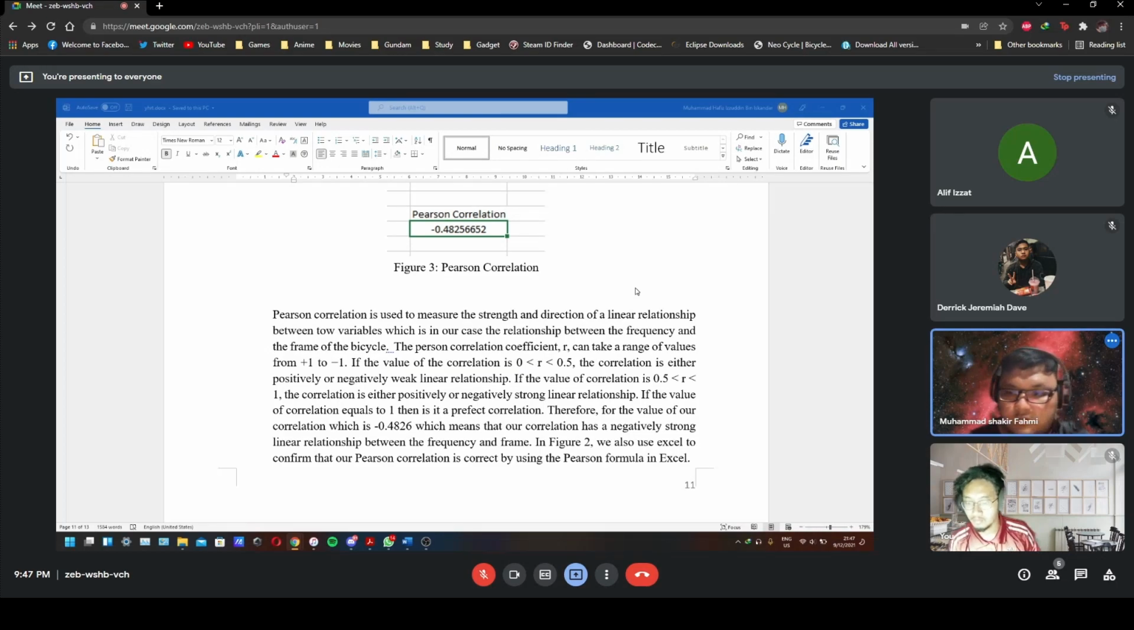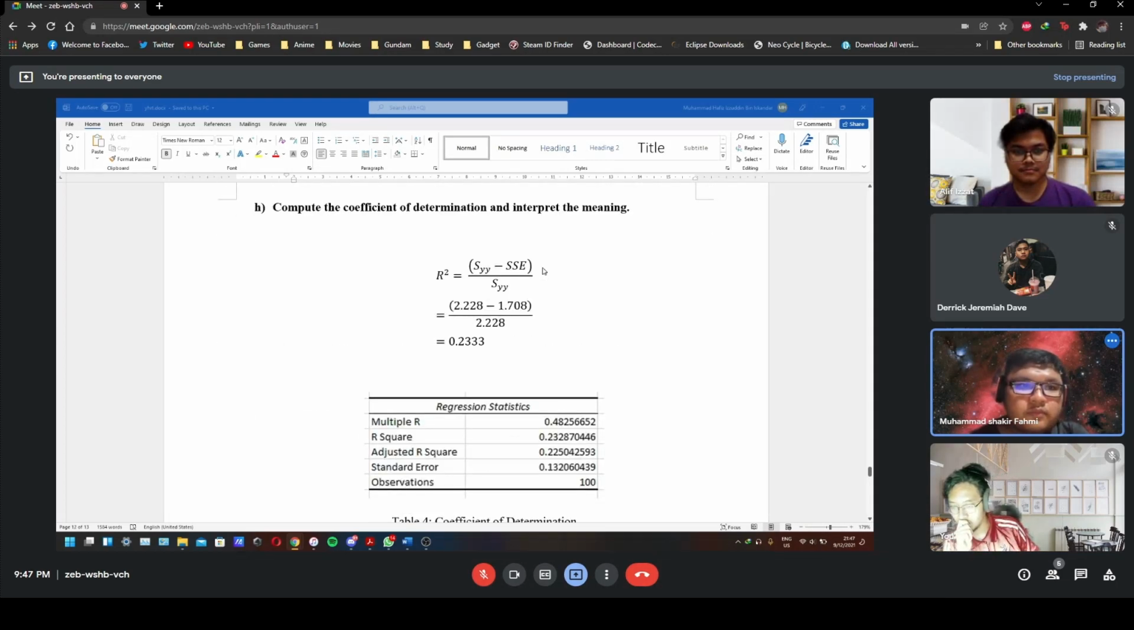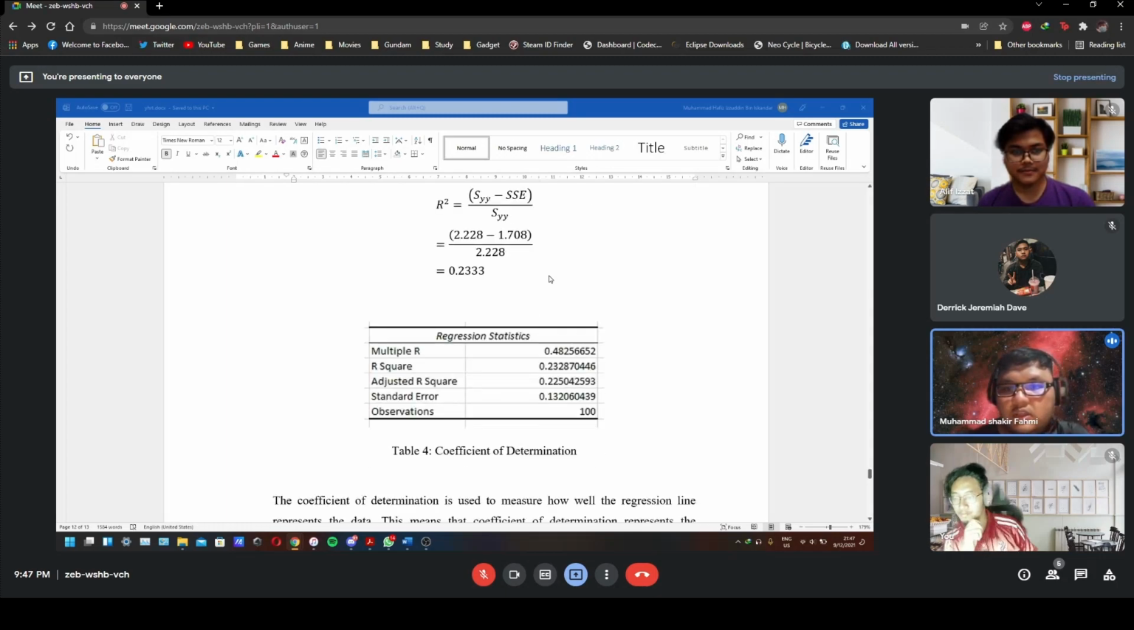frequency and frame. In figure 2, we also use Excel to confirm that our Pearson correlation is correct by using the Pearson formula in Excel. Then we go to the H question, which is to compute the coefficient of determination and interpret the meaning. So this is the formula: r squared equal to SYY minus SSE, divided by SYY value. The SYY value we already calculated.